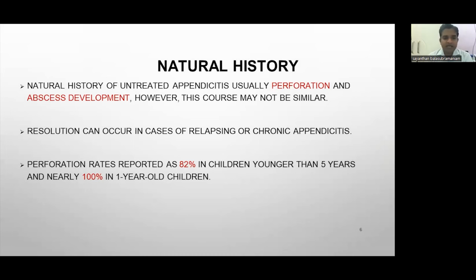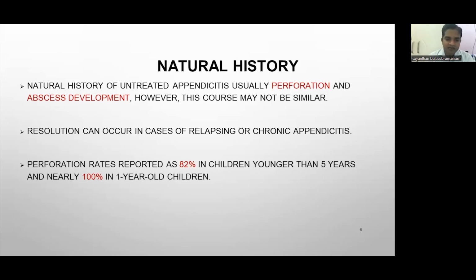Very rarely it can resolve spontaneously, but usually it will recur, relapse, and chronic appendicitis is possible. If you take the history, approximately 82% of children younger than 5 years will get perforation. That means if we are not intervening in the second stage, 82 out of 100 will get perforation. If we take younger kids, less than 1 year, you may ask, can a 1-year-old kid get appendicitis? Yes, definitely. But the numbers are less than in other kids.